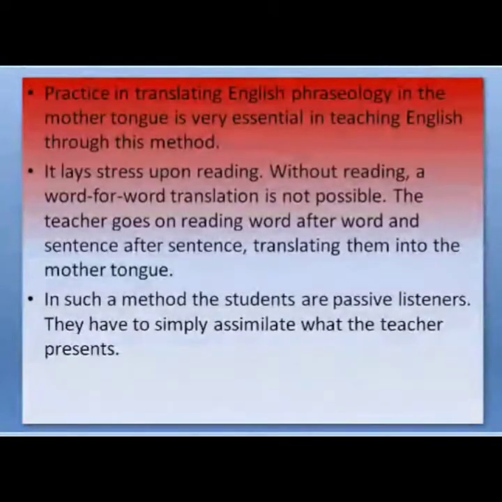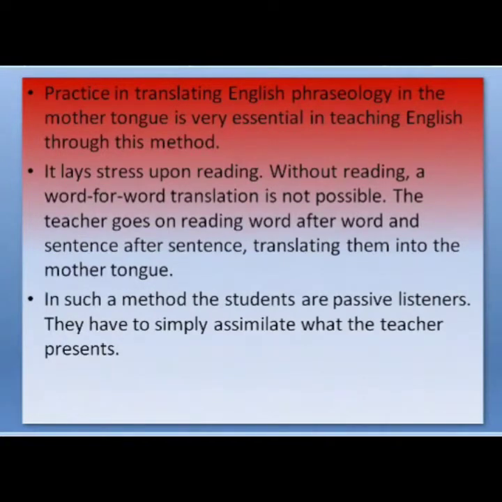So practice in translating English phraseology in the mother tongue is very essential in the grammar cum translation method. In teaching English through this method, translation of English phraseology is a must for a teacher, and it lays stress upon reading. The main emphasis, the main focus, is on reading in the grammar cum translation method, and without reading, word for word translation is not possible. The teacher goes on reading word after word and sentence after sentence, translating them into the mother tongue.